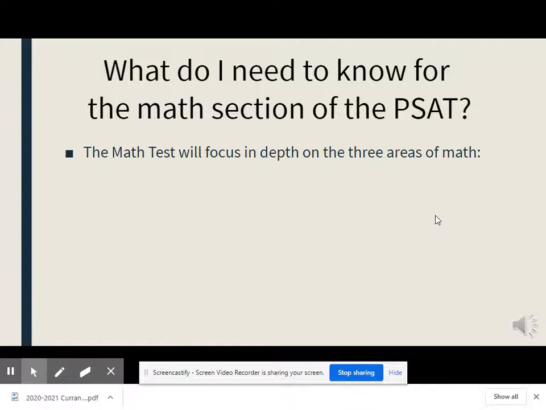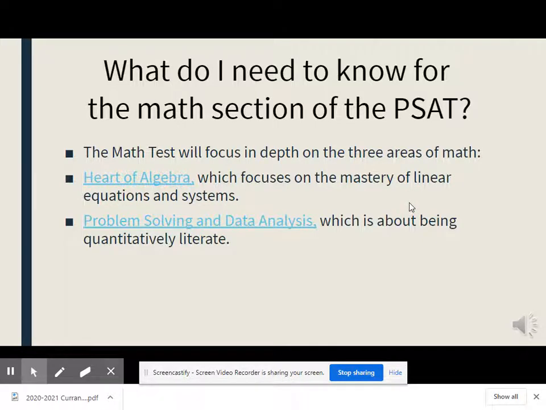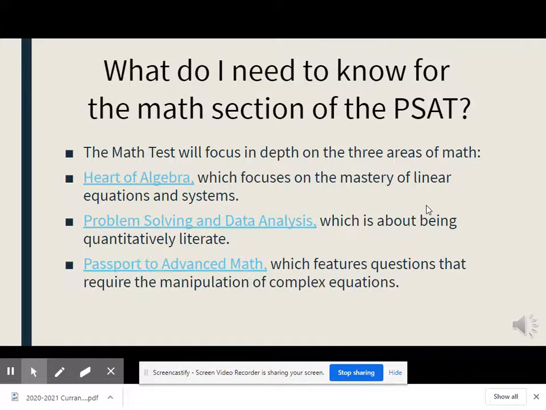Some things to know for the math section. The math section looks at 3 areas of math. The largest part, about 55% of the 2 sections, will be Heart of Algebra questions. This will focus on the mastery of linear equations and systems. Another area will look at Problem Solving and Data Analysis questions. This looks at how quantitatively literate you are.